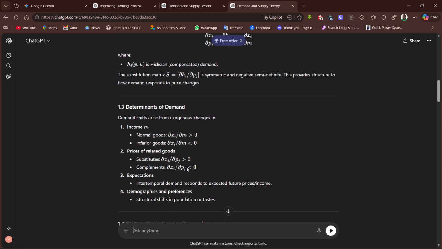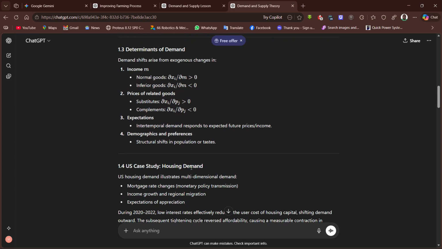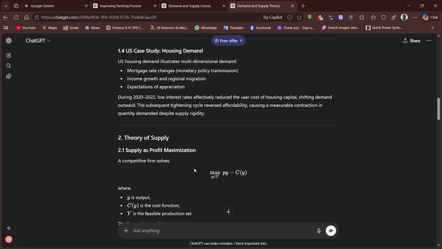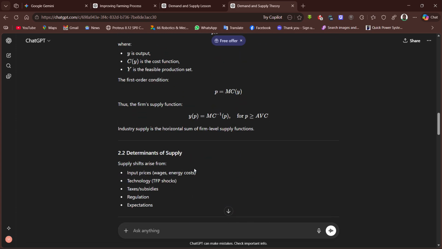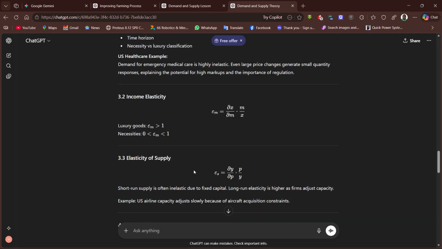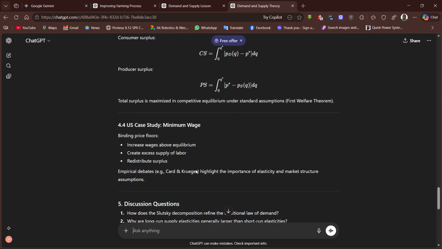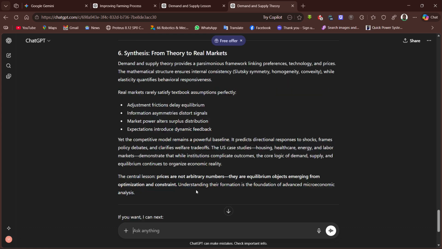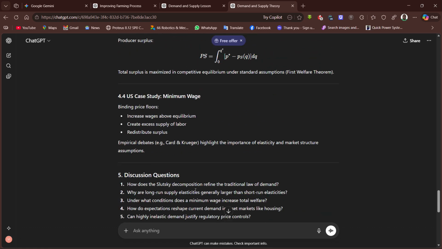We see that this is more suitable for the use case, and it's something which a professor at the master's level can take and use as a draft, expand it and then work with the students, right? So the results we are getting here are very great. And this is, if you want to add formal proofs, include diagrams translated into mathematical intuition, add problem set with solutions, extend to general equilibrium. So this is really a great output, right?